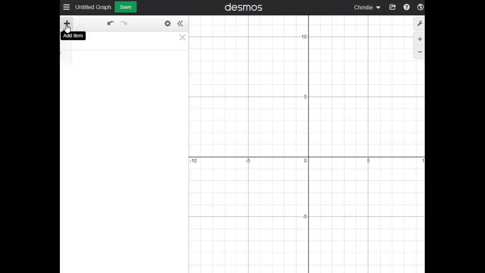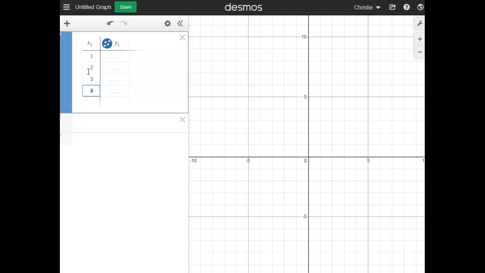Because this is a table, we want to click Add Item and Table. And here we're going to fill in the X values of the table. I'm just pressing the number and then Enter. And notice that Desmos already sees a pattern to my numbers. So I'm just going to press Enter, and I've already got the X column filled in.